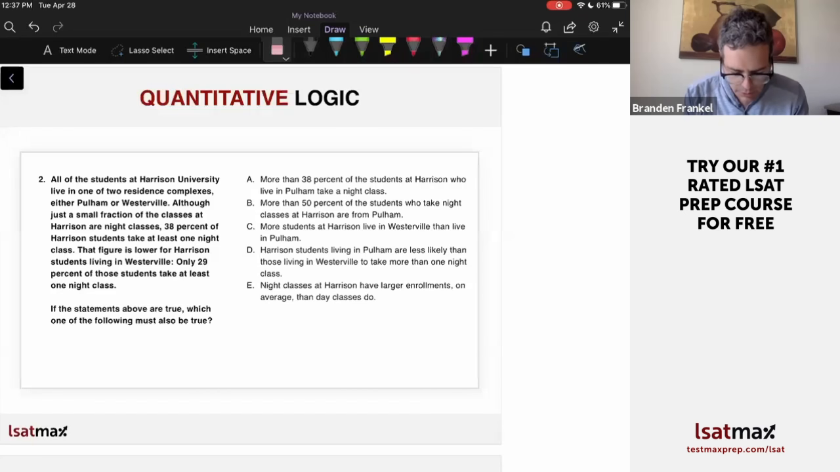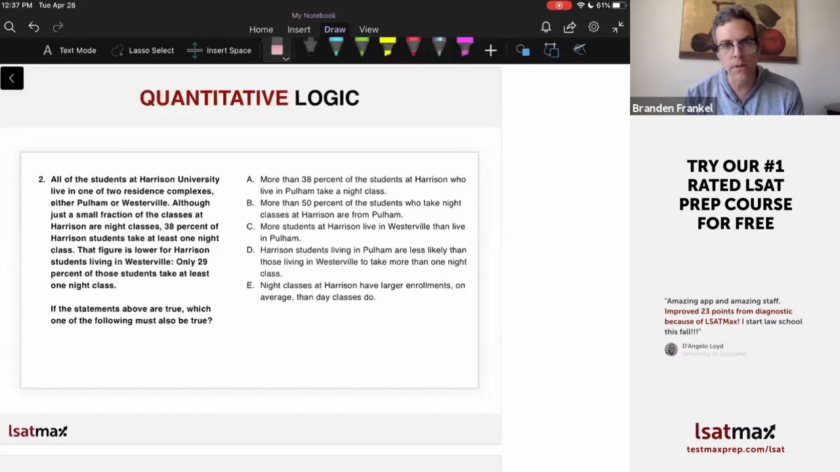All right, so they gave us a couple of percentages. And then if you look at the answer choices, we've got to find something that has to be true given these statements. Things like more than 38% of students at Harrison who live in Pullum take a night class. More than 50% of students who take night classes at Harrison are from Pullum. More students at Harrison live in Westerville than live in Pullum. All of these are giving us numbers. And it starts to be mind-boggling. But let's work through it and see what information we have.